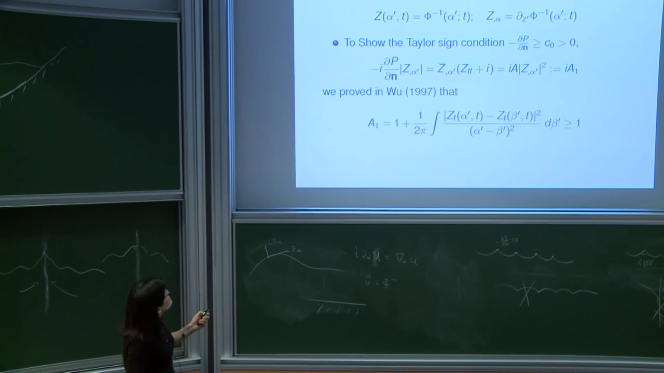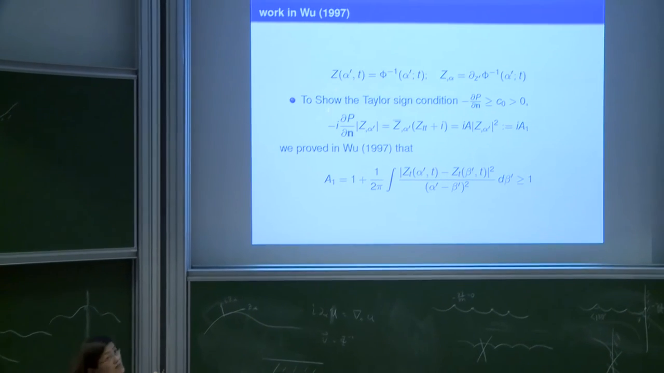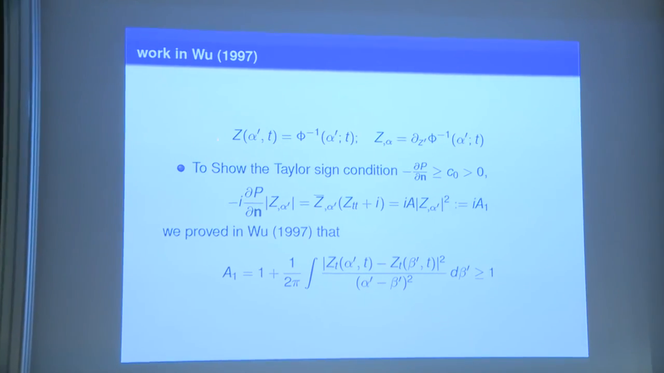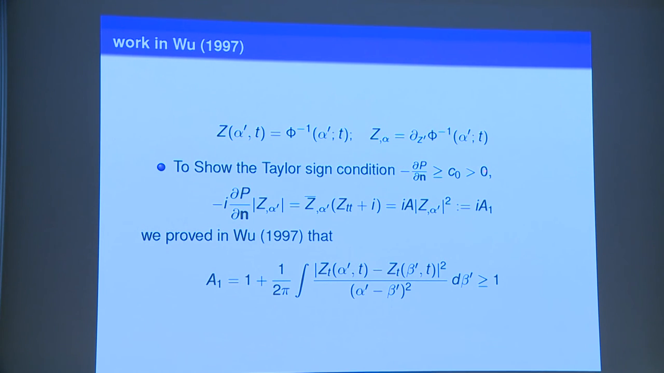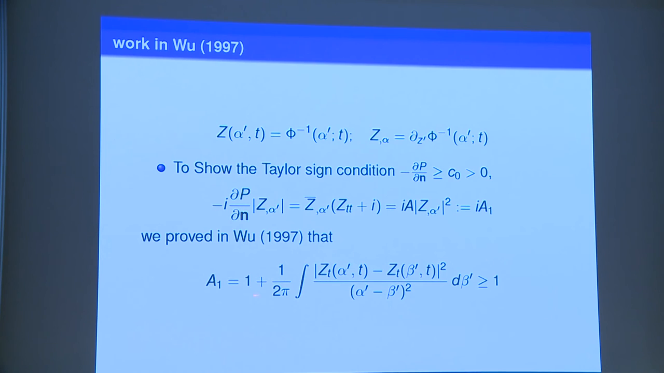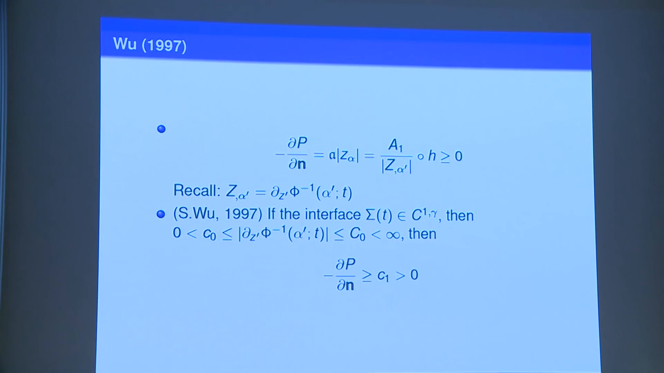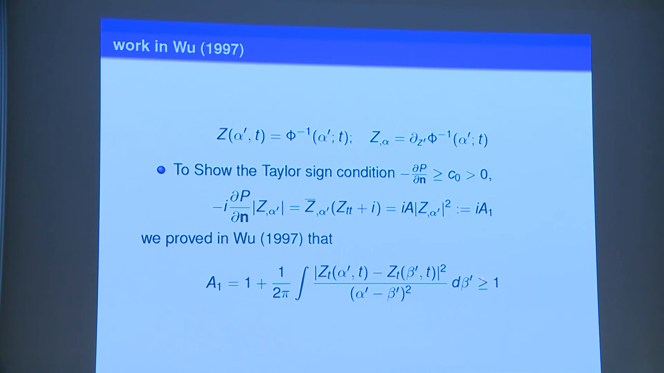So let me just keep the notation that capital Z is phi inverse and Z bar is this. Now this was still the early work. In order to show the Taylor sign condition holds, we just multiply the equation on both sides by Z_alpha bar, and we get A1, and we derive the formula for A1, and we show that A1 actually has a lower bound. So this is a precise formula, and this formula just implies the negative pressure gradient is non-negative, right? Because we can write it as A1 divided by this, which is greater than or equal to zero. So this quantity A1 has a lower bound, which is 1.